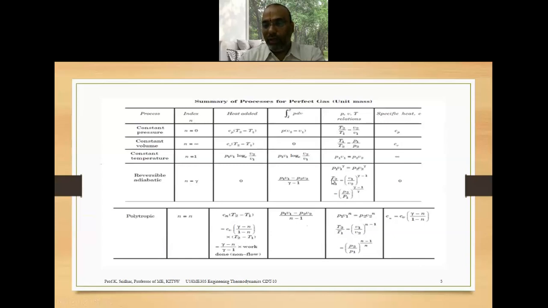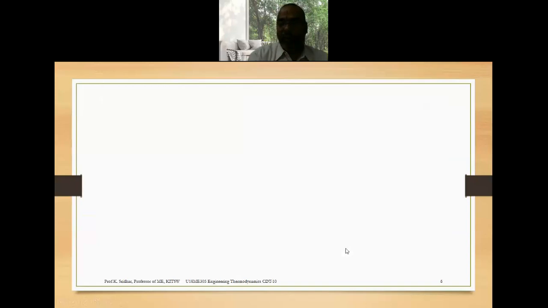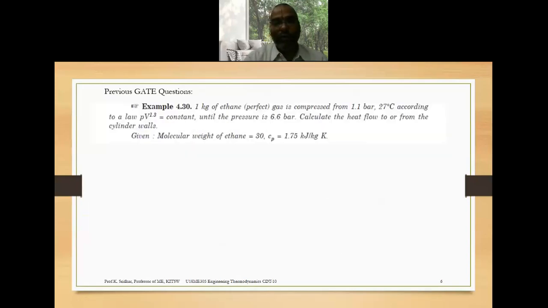Similarly, the second PVT relationship and the third PVT relationship also. So T2 by T1 is equivalent to P2 by P1 whole to the power of n minus 1. Like that, we can have the PVT relationships of the polytropic process. Similarly, now you can see some GATE questions based upon the polytropic process.